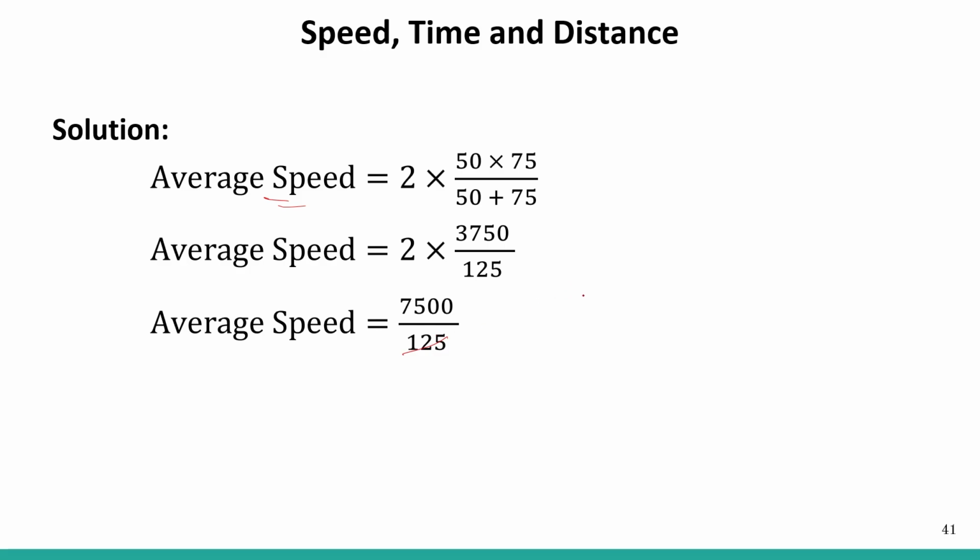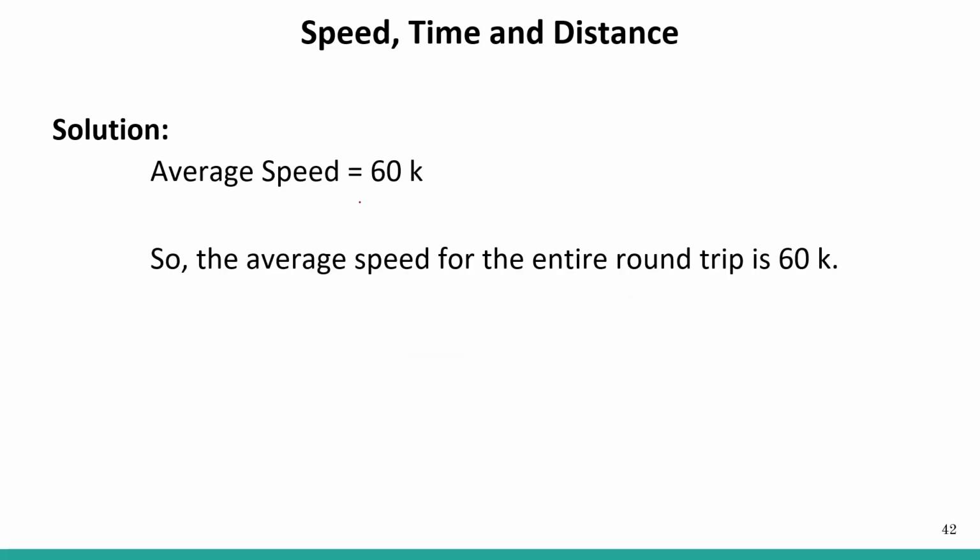Since 125 into 6 is equal to 750, so it will be what? 60, since there is another 0. So the average speed will be 60 km per hour. So the average speed of the entire round trip is 60 km per hour.